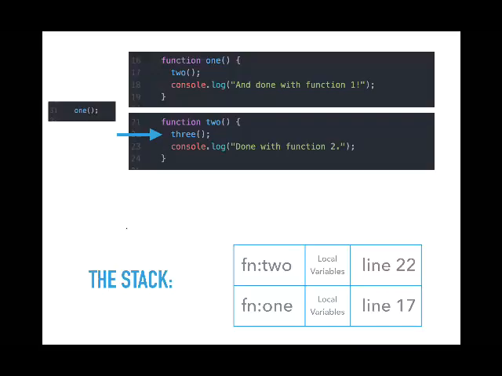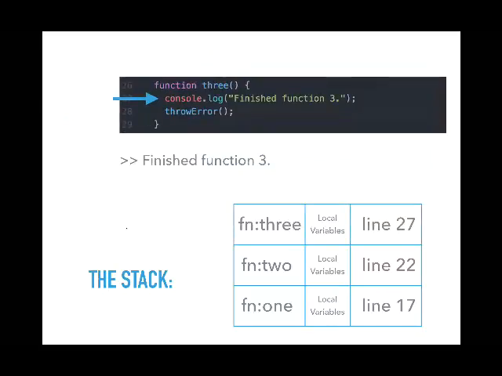And this is how a computer keeps track of all of the function calls that are nested inside of each other, okay? So again, function two also has these local variables, has the line number that we're currently on, and of course, the first line in function two is to call function three. So okay, we call function three, and function three pushes a new stack frame, which has function three, its local variables, and the line number, which is 27.